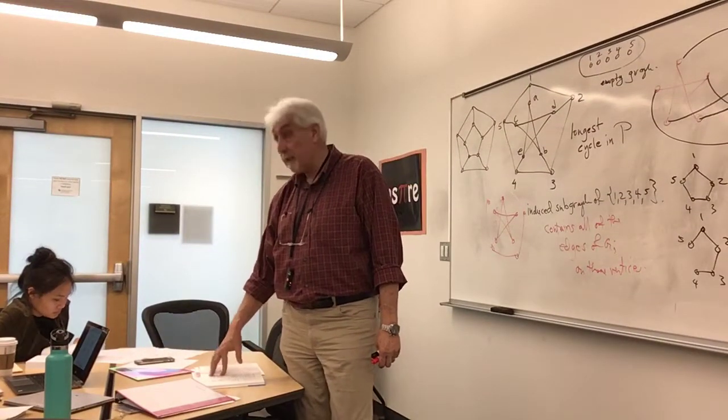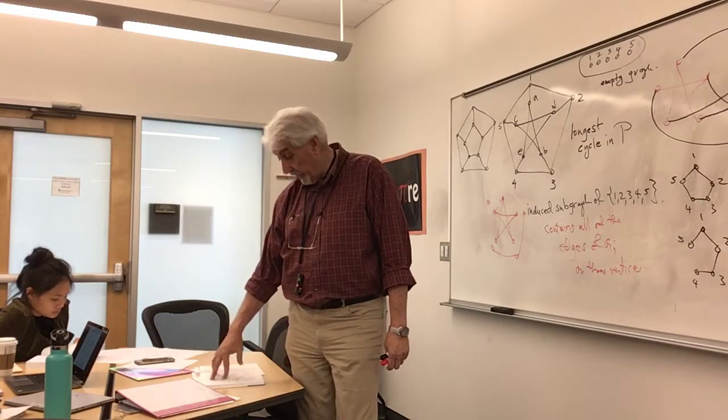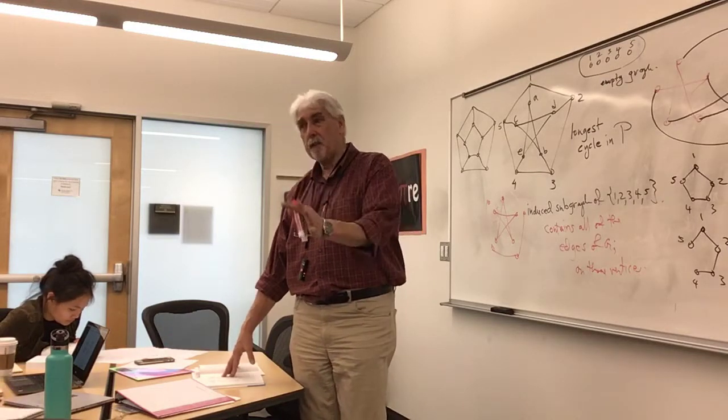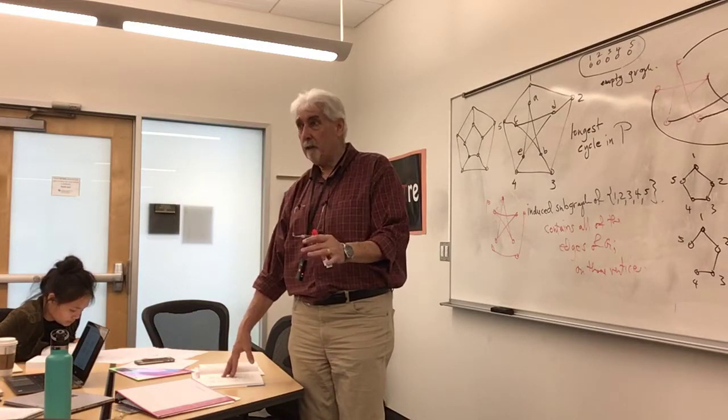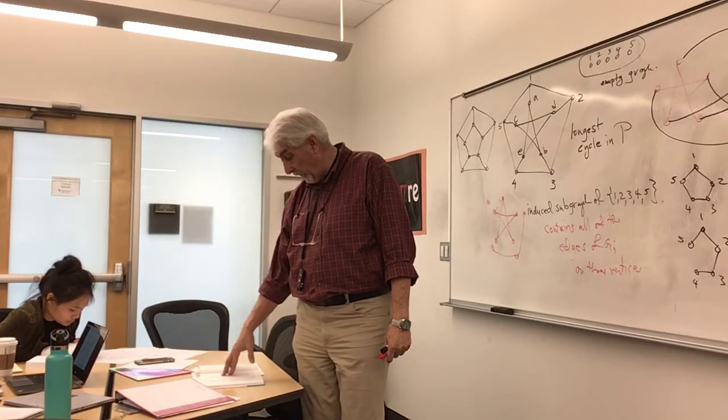Okay, what about D? D is isomorphic to B, and we know it's not isomorphic to A and C because there's no triangles. There's no K3s. I call them a triangle. It's a K3.